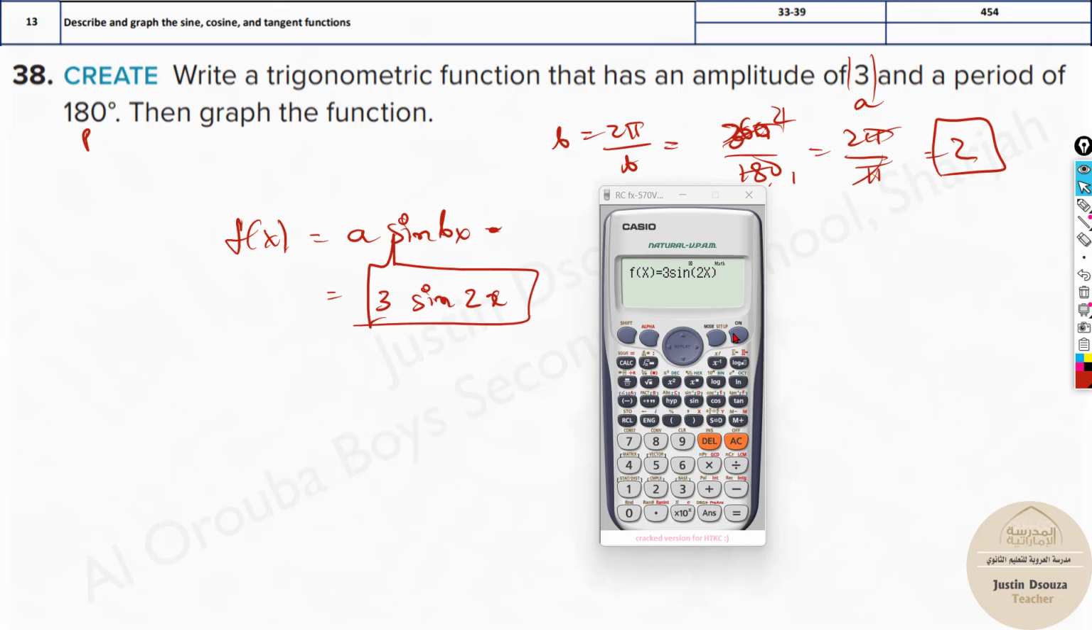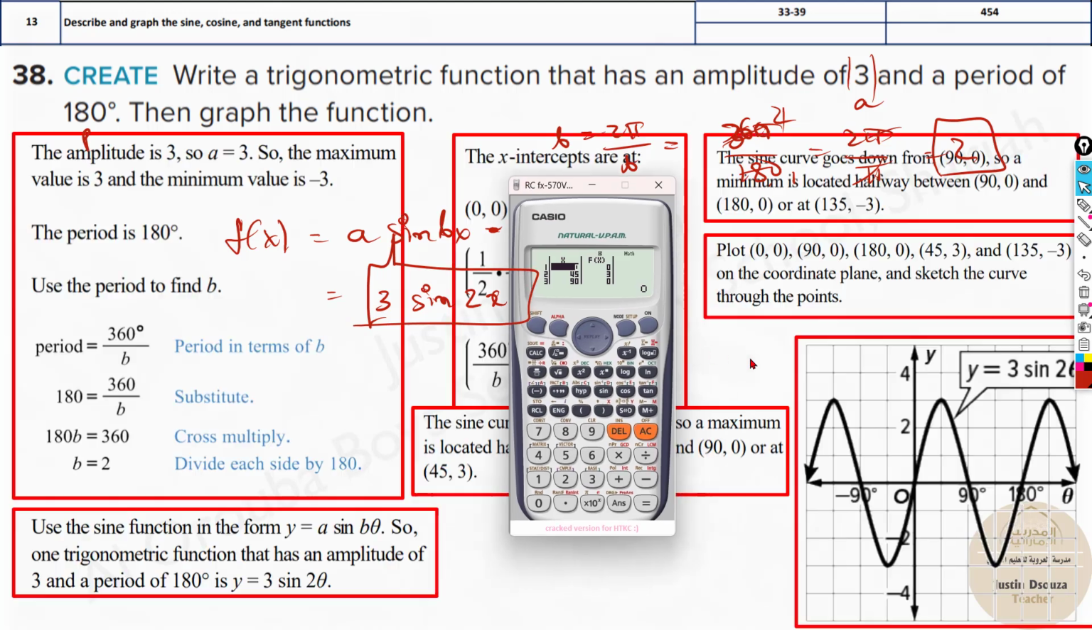Just type out the equation over here, 3 sine 2x, and then where do you want to start? We will start at 0 and end at 360. Over here, what is the period? It's 180 degrees, right? Now what is the step? 180 divided by 4 will be 45 degrees, and this is it. So let's compare the graph here. It starts with 0, at 45 degrees it's 3, at 90 degrees again 0. You can see at 135 it's minus 3. 180 is 0, 225 it's 3, and it continues.